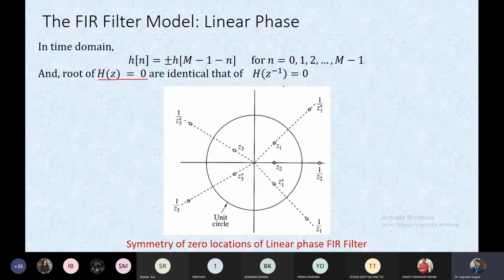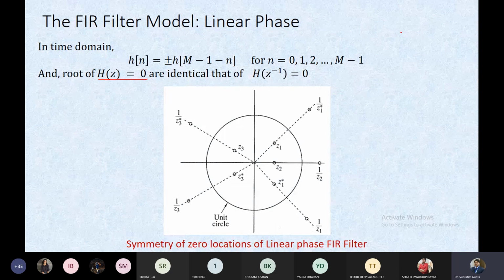H(z) and H(z inverse) have identical roots. Identical roots means like this: z1, z2, z3 are from H(z), while the inverses are from H(z inverse). So these are across the unit circle. This is symmetric in nature, and that is why we call it a symmetric filter. The time domain expression will be h(n) equals plus or minus h(M minus 1 minus n).